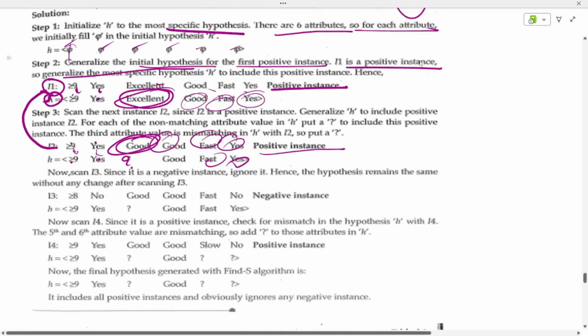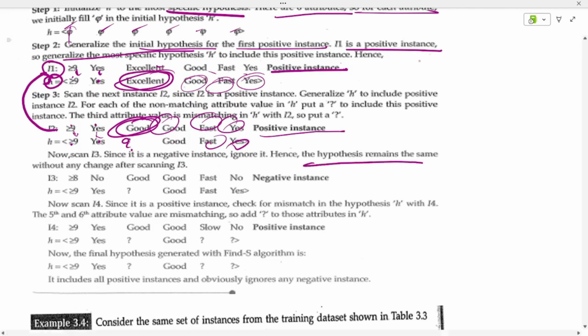Next you have a negative instance. A negative instance means you should not change the hypothesis even if the value differs. Okay, you ignore it. You have to compare I3 and H. Here the values are different, right? So you have to consider the positive value only. Here it is greater than or equal to 8, and here it is greater than or equal to 9. This is the positive instance and this is the negative instance, right? So you consider the positive instance only, and you will be replacing with greater than or equal to 9 only.